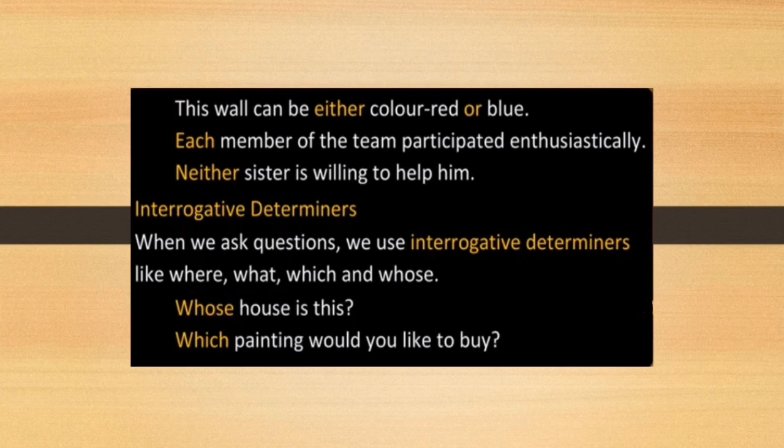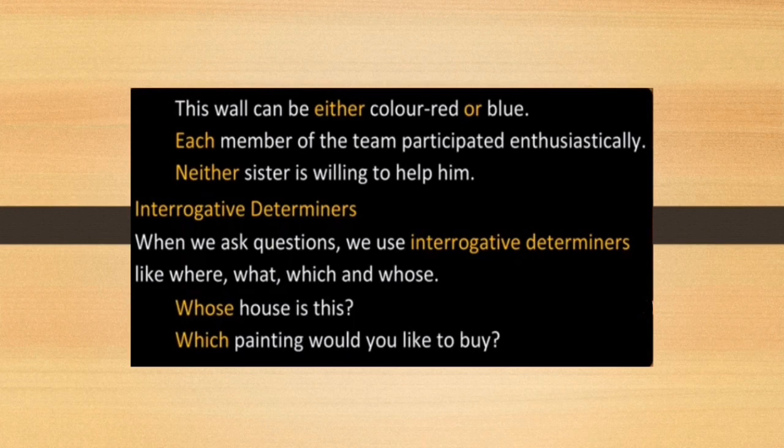Okay, this you all know that when we ask questions, we use interrogative determiners like where, what, which, and whose. Okay, like let's take an example. Whose house is this? Okay, so we are asking a question. Which painting would you like to buy? Okay, so here we have used whose and which as interrogative determiners because in this we are asking questions. Okay, we are questioning about the noun, right? So which house, which painting, or whose house, which painting. Okay, so whenever we ask questions, we use interrogative determiners.